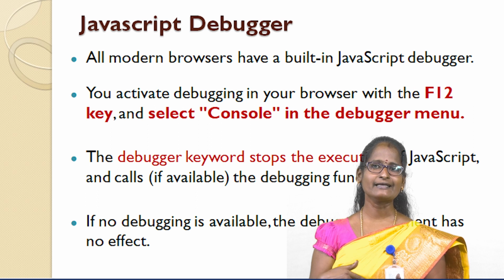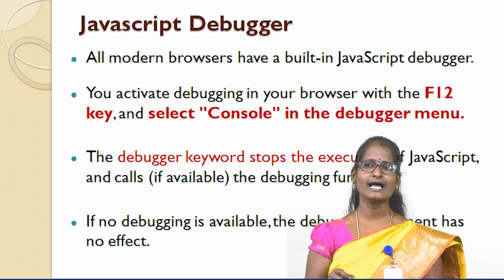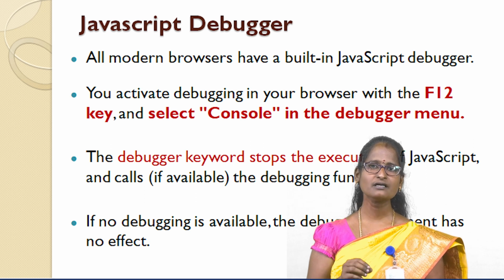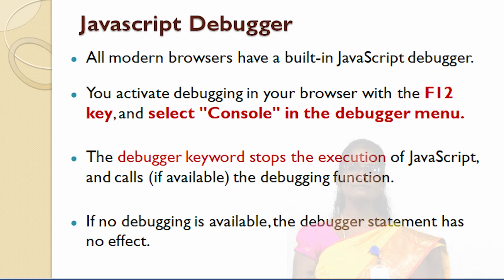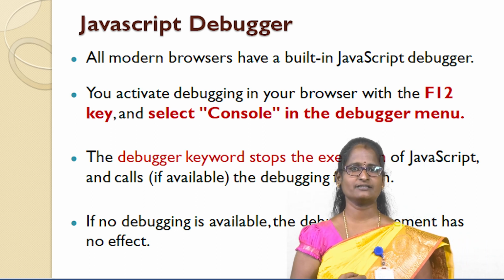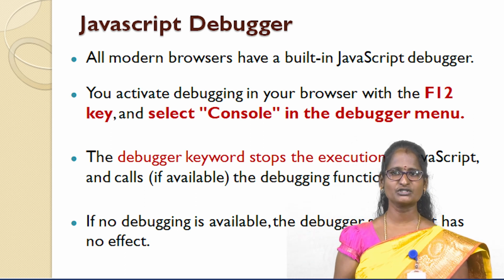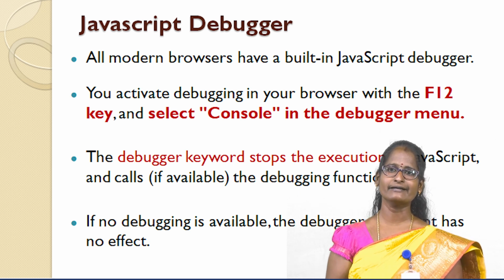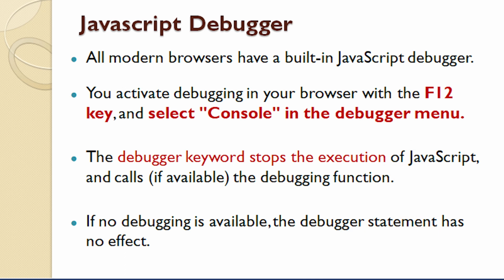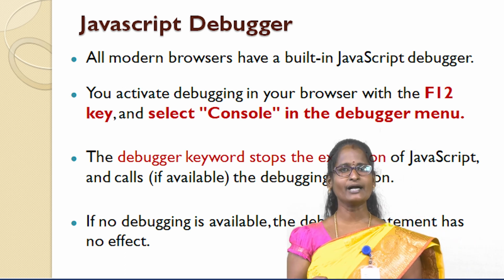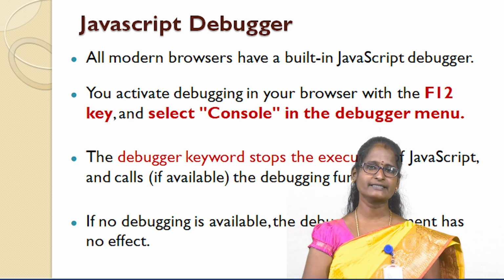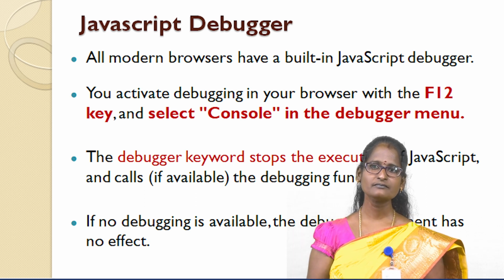You activate debugging in your browser with the F12 key and select the console in the debugger menu. The debugger keyword stops the execution of JavaScript and calls the debugging function. This has the same function as setting a breakpoint in the debugger. If no debugging is available, the debugger statement has no effect. With the debugger turned on, this code will stop executing before it executes the third line.